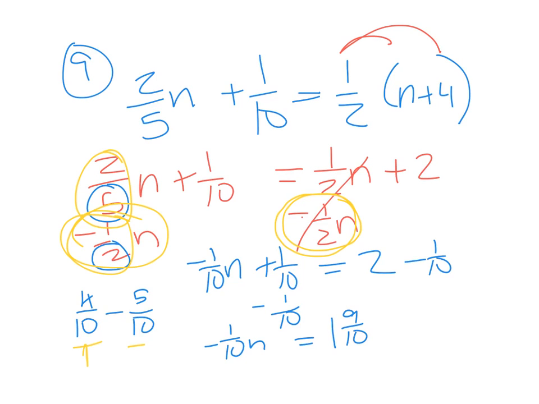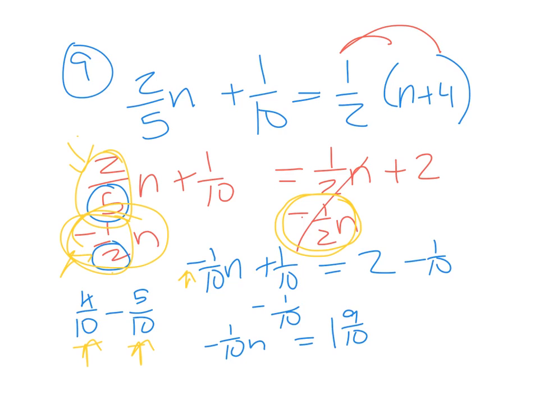So 2/5 became 4/10, and 1/2 became 5/10. But I subtracted the top one minus the second one. So 4/10 minus 5/10, 4 is smaller than 5, so it makes it a negative 1/10. Follow? Because you're subtracting 4 minus 5. And 2/5 equals 4 tenths. Good? Okay. So that's how I got negative 1/10 n, sorry.